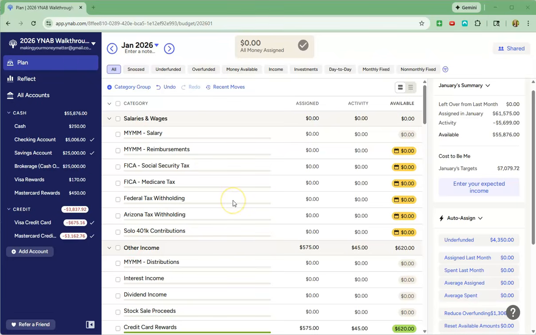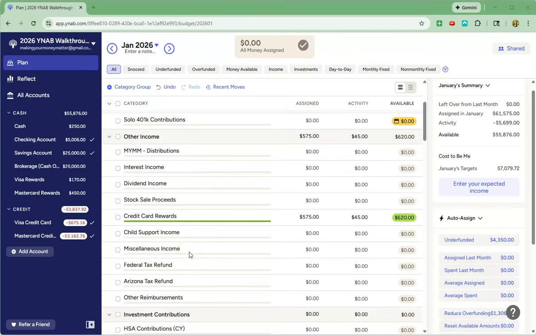So for my income categories, I have a salaries and wages category group. This is what I pay myself for my business, which is an S corporation. Then I have other income sources in a separate category group. First, I have distributions from my business. This is separate from what I pay myself as a salary. I have categories for investment income, including interest and dividend income, and then stock sale proceeds.